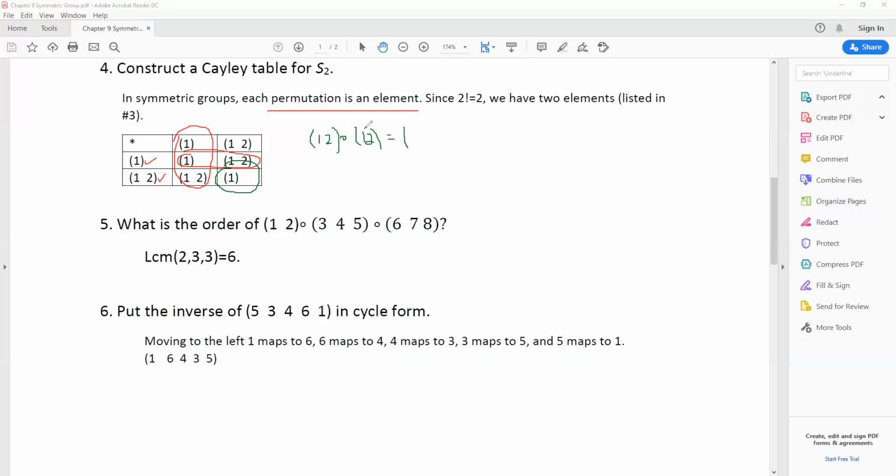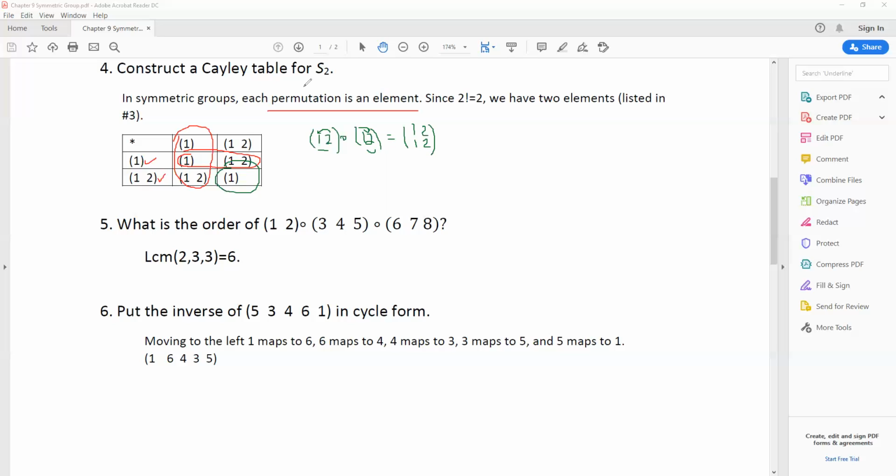We can see, if we start from the right side, that 1 maps to 2, but then 2 maps to 1, which means 1 maps to 1. And then 2 maps to 1, and then 1 maps to 2, so 2 ultimately maps to 2, which is the identity. So this would be the Cayley table for S2.